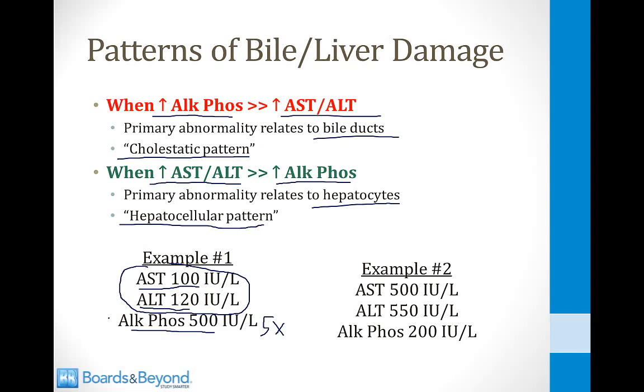So this ALK-Phos level is about 5 times the normal level. So we have a rise in ALK-Phos that is much, much greater than the rise in AST and ALT. And this is the type of pattern you would see with someone who has cholestasis, for example, if they have a gallstone lodged in their common bile duct.